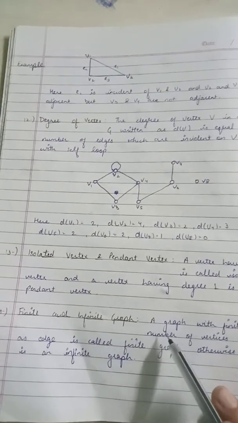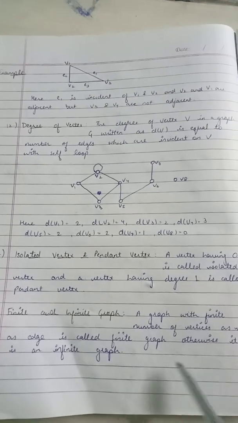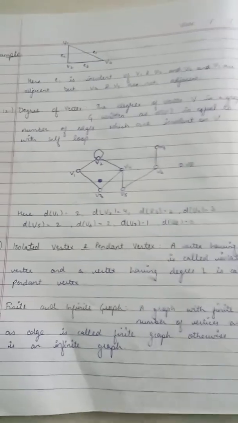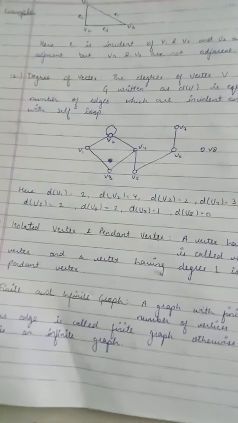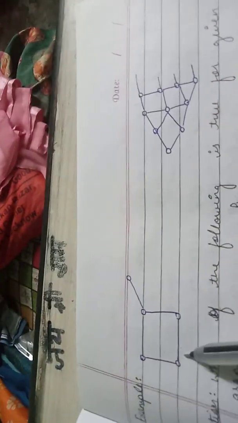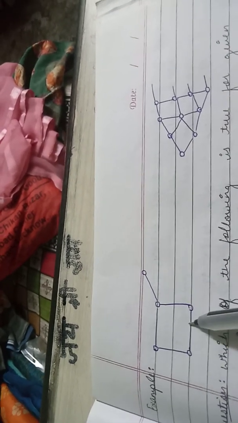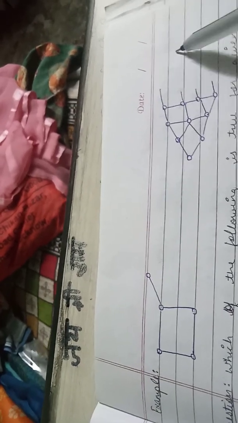Next is finite and infinite graph. A graph with a finite number of vertices as well as edges is called a finite graph, otherwise it is called an infinite graph. Here in the example we can see this is an example of a finite graph, where the degree of the vertex can be defined and it is a finite number. And in this one we cannot define the degree because it keeps on increasing again and again, so it is an example of an infinite graph.